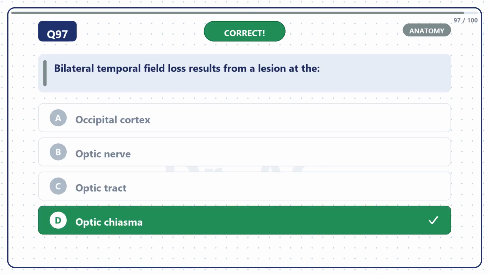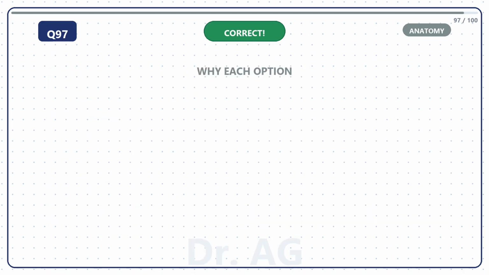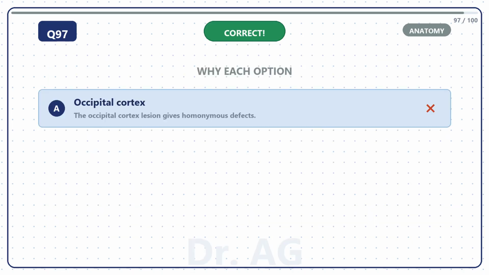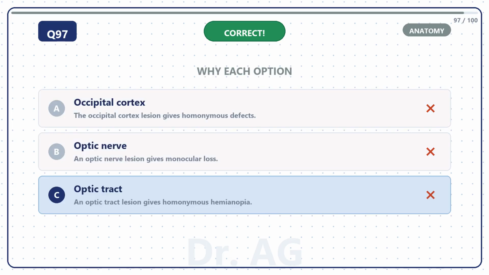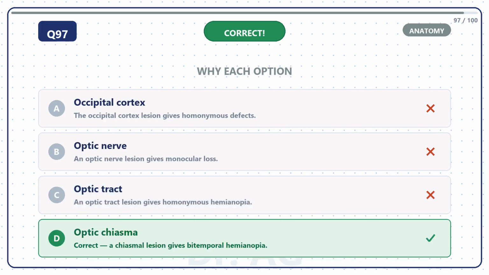The correct answer is option D, optic chiasma. Let's go through the options. Occipital cortex. The occipital cortex lesion gives homonymous defects. Optic nerve. An optic nerve lesion gives monocular loss. Optic tract. An optic tract lesion gives homonymous hemianopia. And the correct answer is optic chiasma. Correct, a chiasmal lesion gives bitemporal hemianopia. So, the right answer is option D.